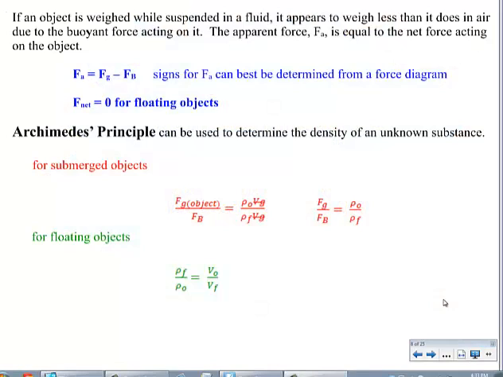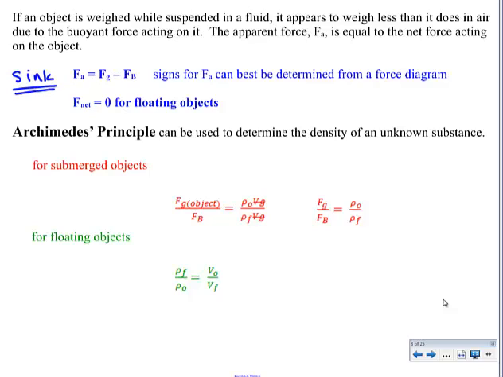If an object is weighed while suspended in a fluid, it appears to weigh less than it does in air due to the buoyant force acting on it. This apparent force, Fa, is equal to the net force acting on the object. For an object that is sinking or underwater, under the liquid, the apparent weight will equal the weight of the object minus the buoyant force. For a floating object, the net force will be 0 because the buoyant force will simply be holding up the object.